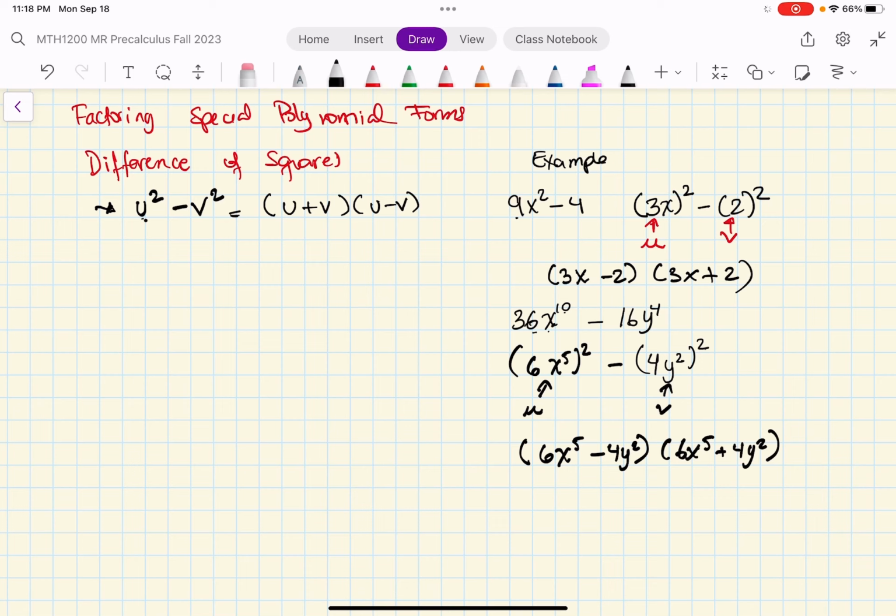Just to note, the sum of squares cannot be factored. Just remember that. So don't try to apply the same thing for sum of squares because it will not work out. It's not factorable, the sum of squares.